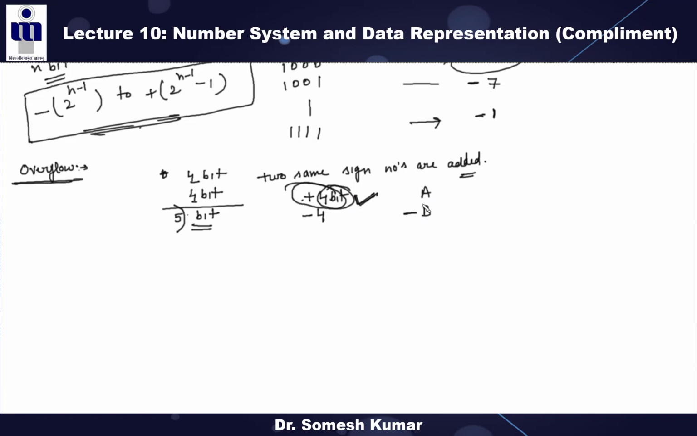If B is subtracted from this A, then your answer should be less than A, right? So in that case overflow condition will not occur. That's why if two same sign numbers are added, for example plus A plus B, where plus A consists of 4 bits and plus B consists of 4 bits, then your answer may exceed the 4 bits. In that case overflow condition exists.